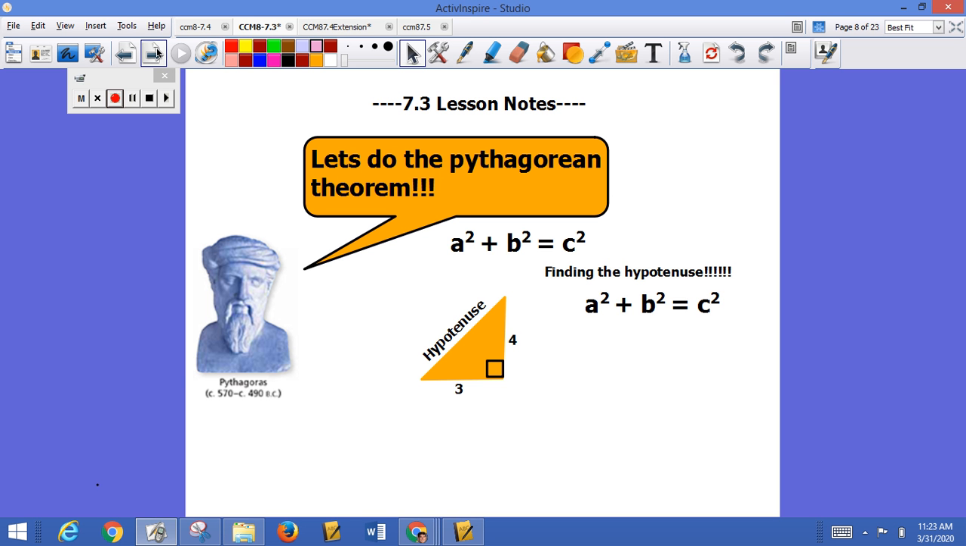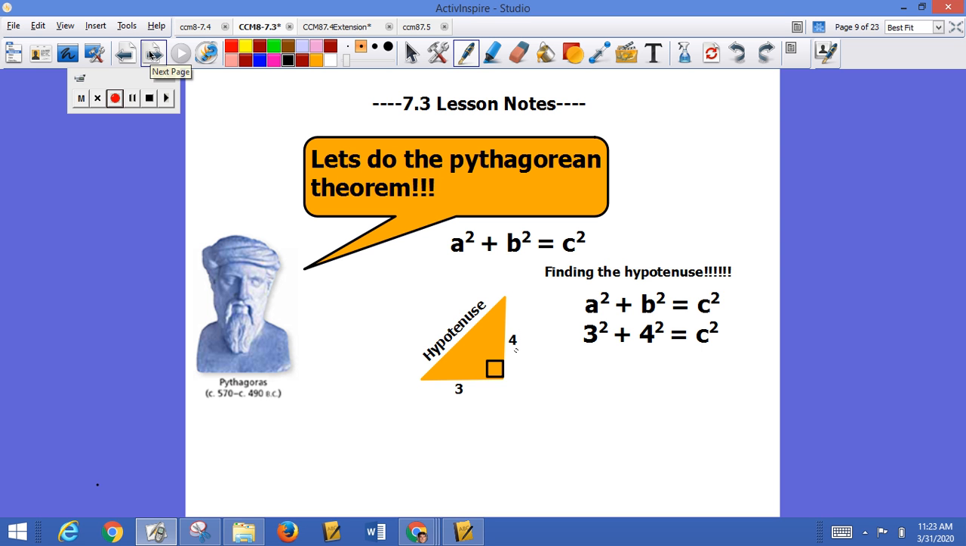Once we have the formula written down, all we have to do next is plug in the known values. Again, it doesn't really matter which side is A or B. I'm going to use this 3 for my A, and this 4 for my B. Those are my two legs, and I'm going to use them to solve for that unknown hypotenuse. So I have 3 squared plus 4 squared equals c squared. Again, all I've done is add in the A and the B.